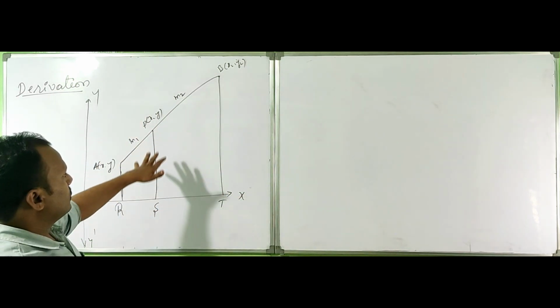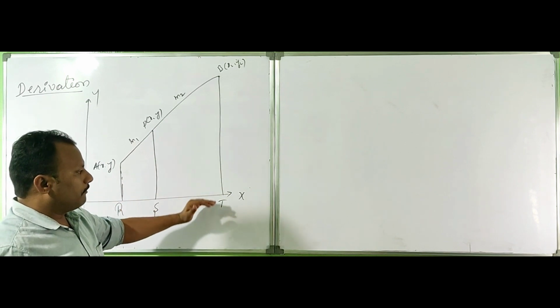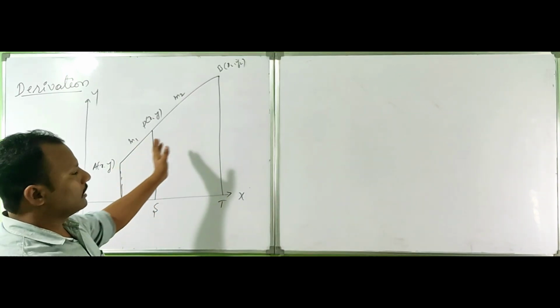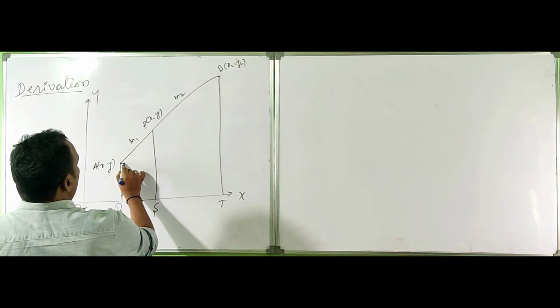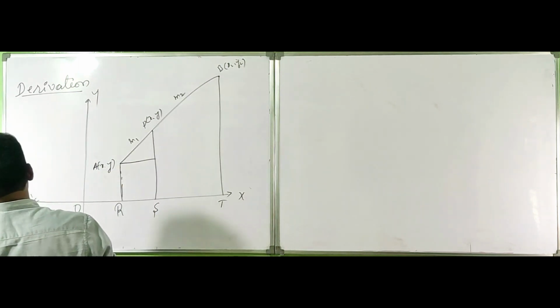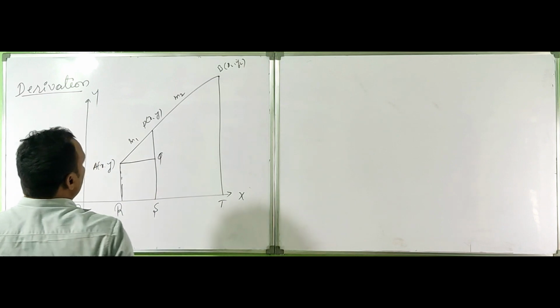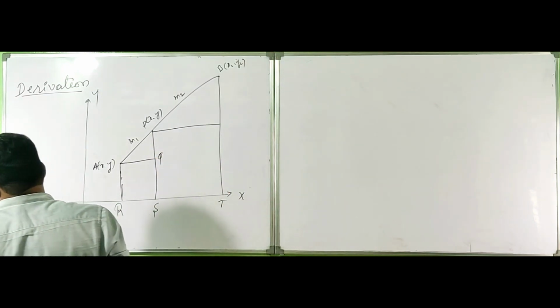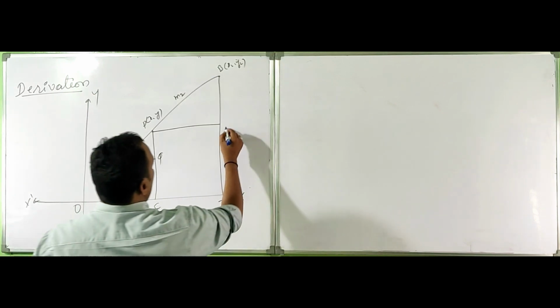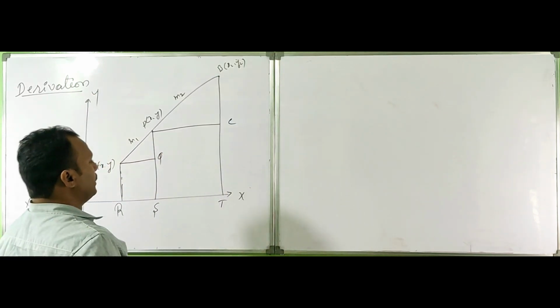What I'm doing here is drawing the lines perpendicular to the x-axis from the given points. Also, I am drawing the points. This is AQ perpendicular to line PS and PC perpendicular to line BT.